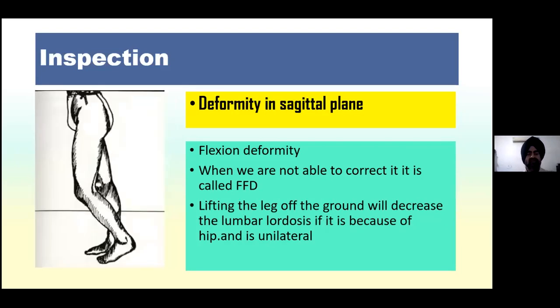Another way to look at the deformity of the hip from the side is when the patient is lifting the leg off the ground.